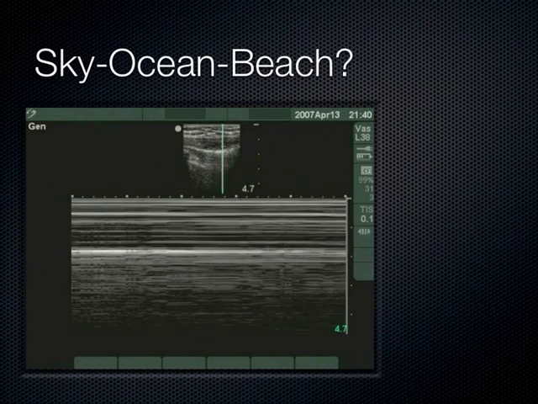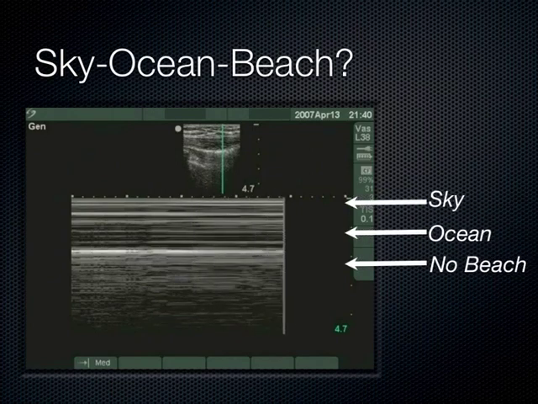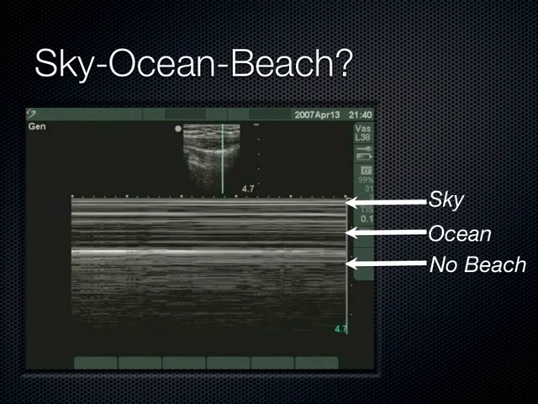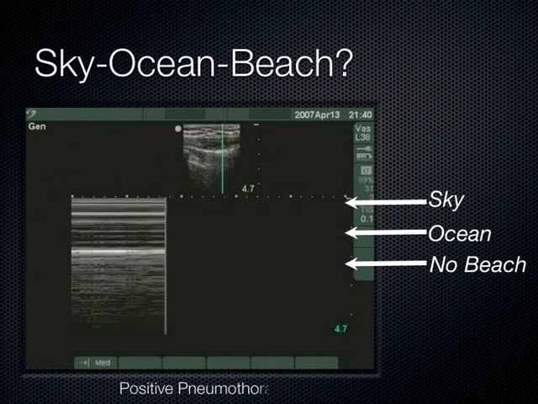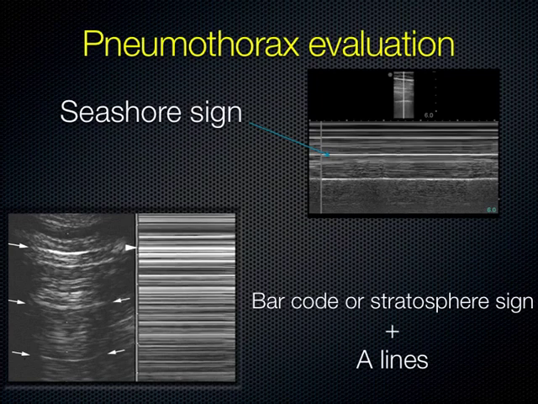Just another example: on the lower picture, a film with multiple A lines, and when you put the M mode through it, you have what definitely looks like a barcode, and the above picture where you can see the beach, the graininess of the beach due to lung motion.